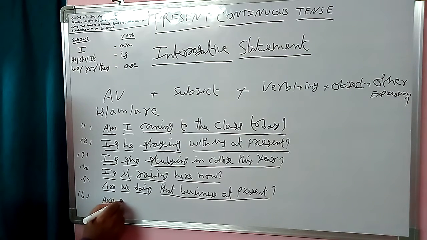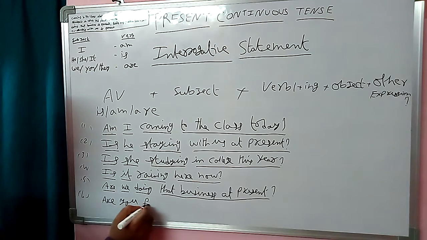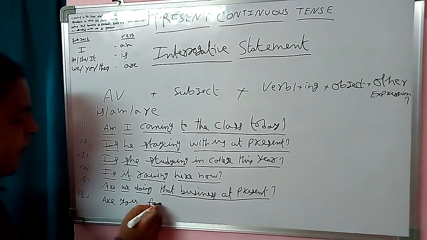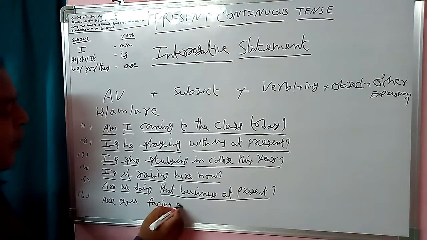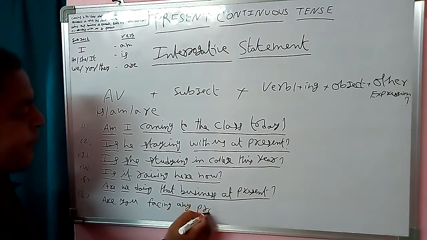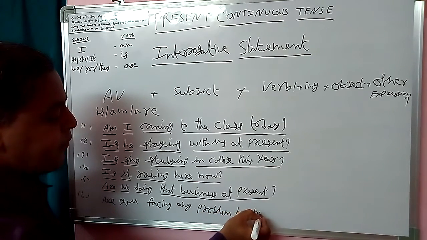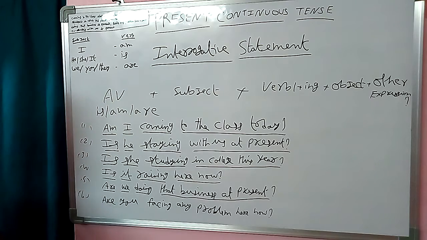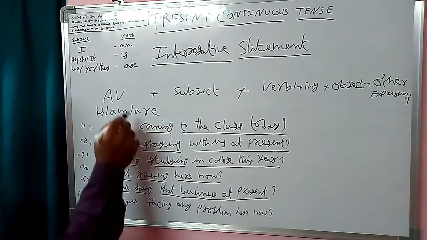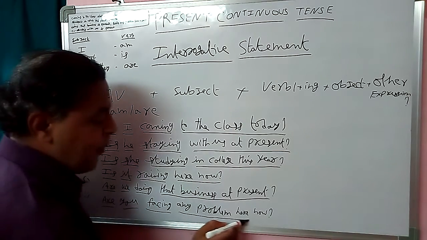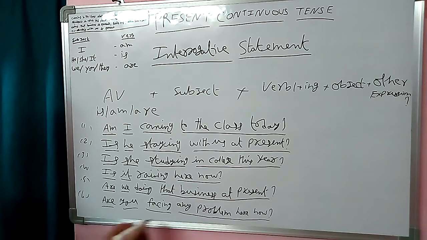Next example: Are you facing any problem here now? Are, auxiliary verb. You, subject. Facing, verb 1 plus ing. Any problem here now, object and other expression. Are you facing any problem here now?